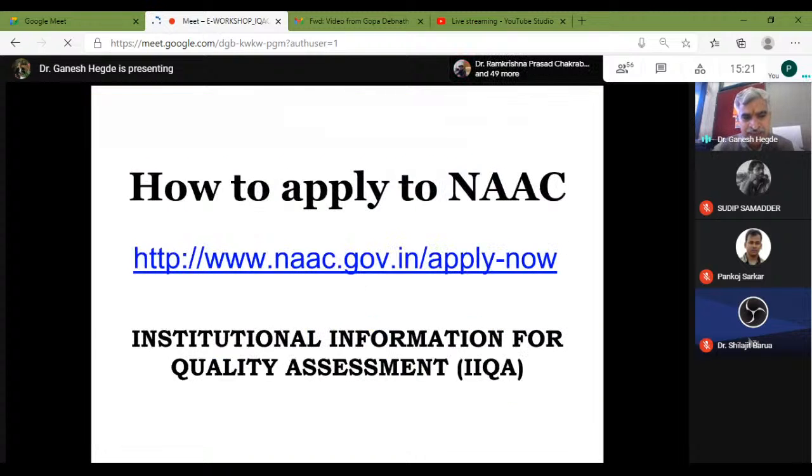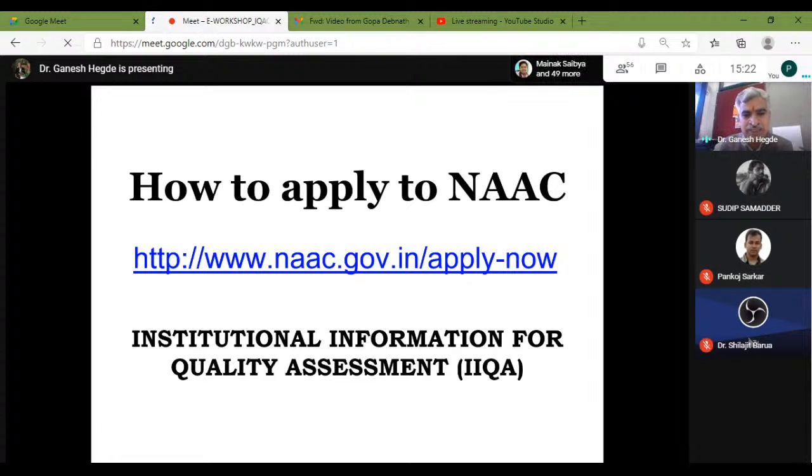For applying to NAAC, you need to have minimum eligibility criteria. What is the minimum eligibility criteria? It is 6 years of standing, and two batches should have come out. As you all know, a minimum of 6 years will make sure that a clear-cut 5-year batch will come out. It will facilitate you to make sure that 5 years of good data will be available for the assessment.